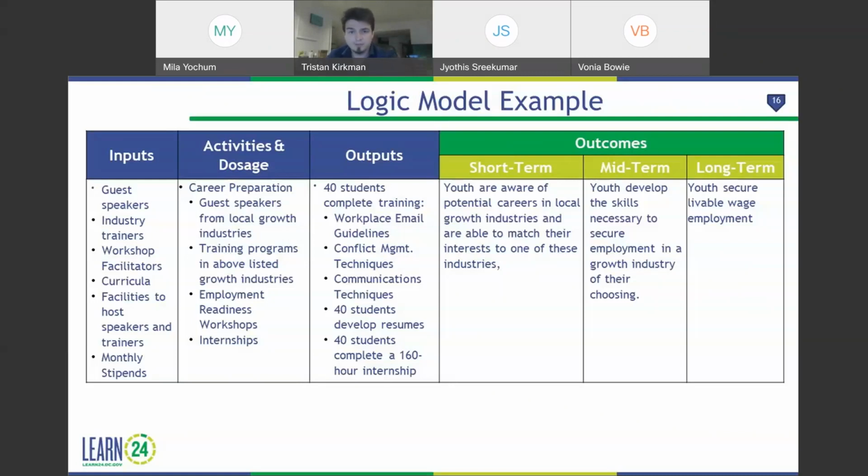The hopeful outcomes of this program are that youth initially, in the short term, are aware of the potential careers in their local growth industries. In the midterm, that they're developing the skills necessary to secure employment, and in the long term, that they live a life with a living wage.